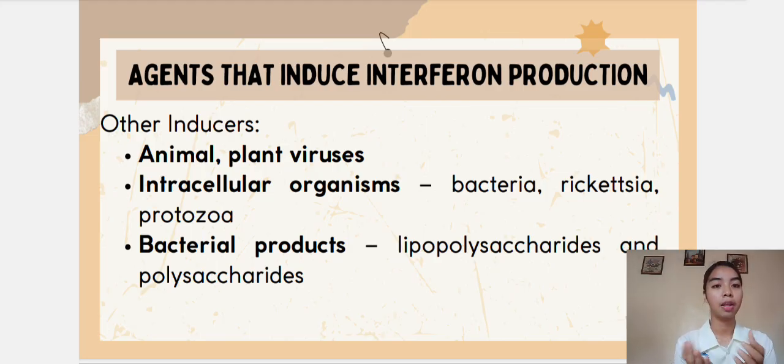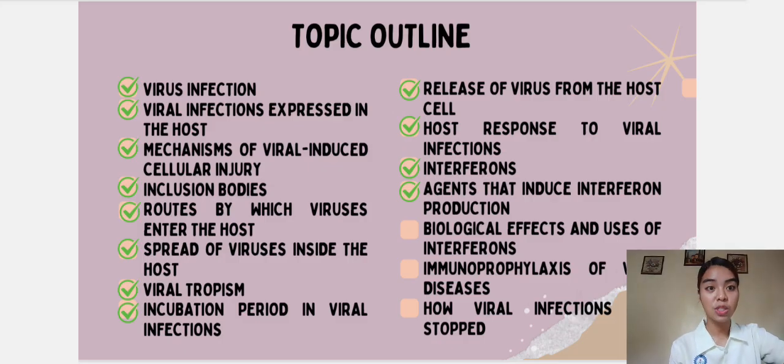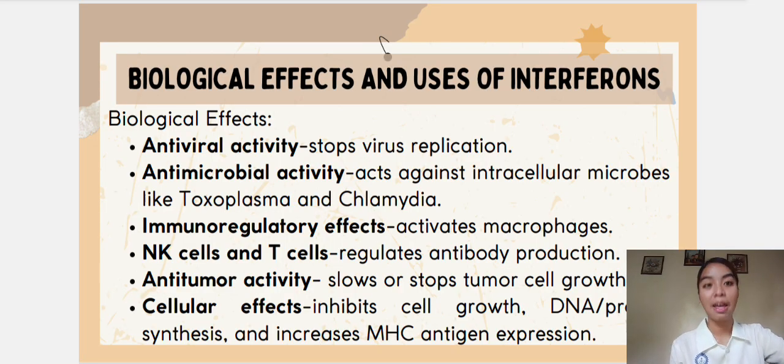So we all know that interferons are a non-specific immune response and a type of specific immune response. And the immune response can also respond to bacteria and protozoa. And these interferons can also respond to bacterial products such as what we have here, the lipopolysaccharides and polysaccharides. So those are the inducers of interferons. Now we are ready to talk about the biological effects and uses of interferons. So, biological effects of interferons include antiviral activity. It stops virus replication. Antimicrobial activity acts against intracellular microbes like Toxoplasma and Chlamydia.